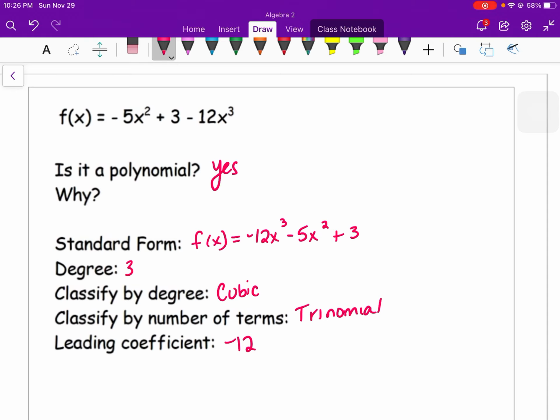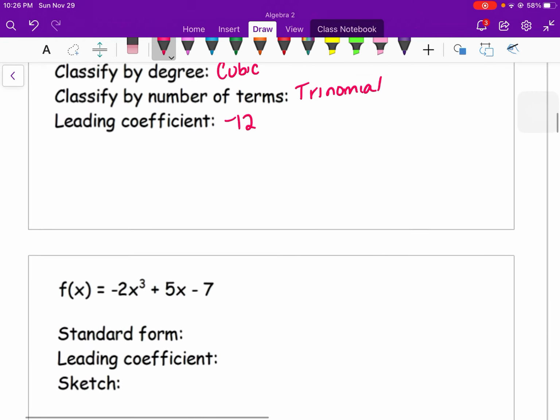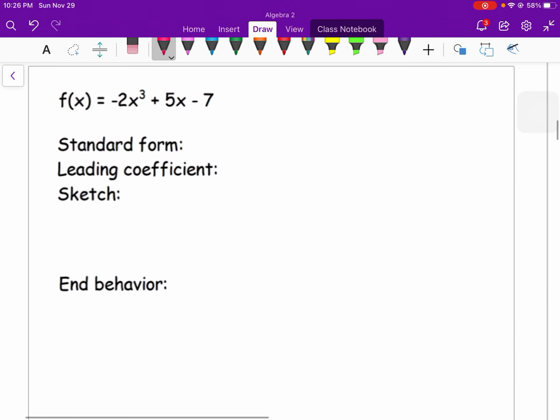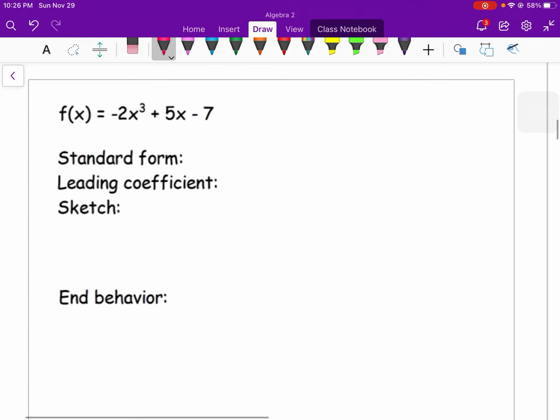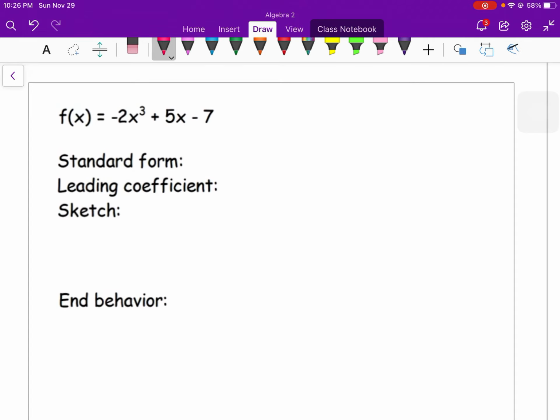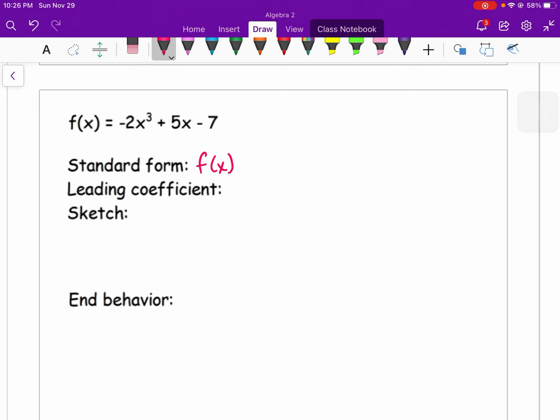So we had a lot of constant, linear, quadratic, cubic, quartic, and then monomial, binomial, trinomial, polynomial. So we have a lot of things to remember in that section. So this one is also a polynomial. It is actually already in standard form. The highest exponent term is out front. Its leading coefficient is -2.